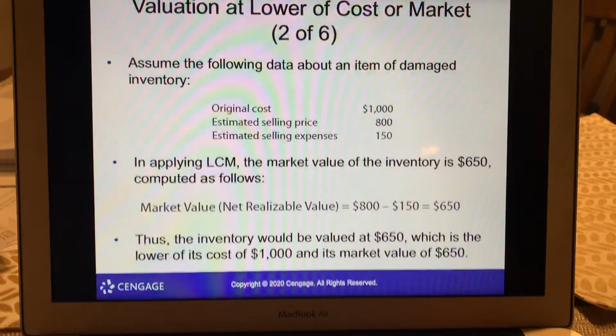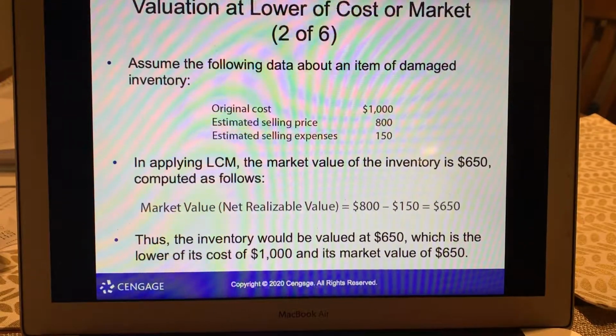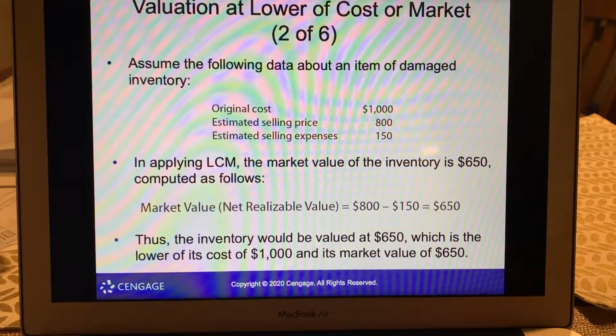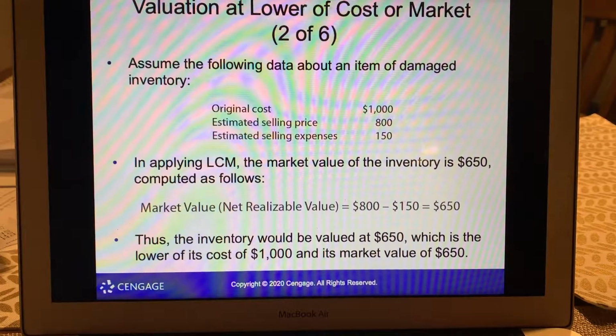So original cost is $1,000, estimated selling price is $800, and estimated selling expense is $150. Under LCM, the market value of inventory is $650, computed as follows: 800 minus 150 is 650. Thus the inventory would be valued at 650, which is the lower of its cost of $1,000 and its market value of $650.